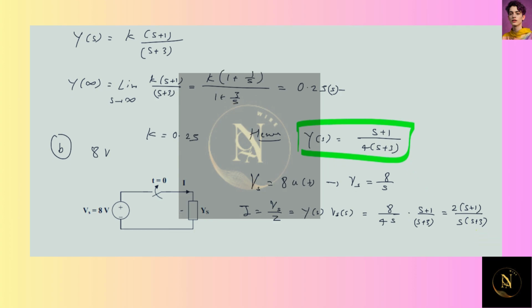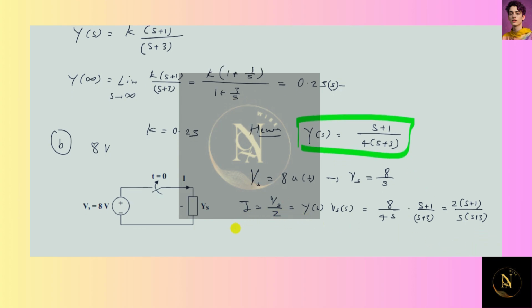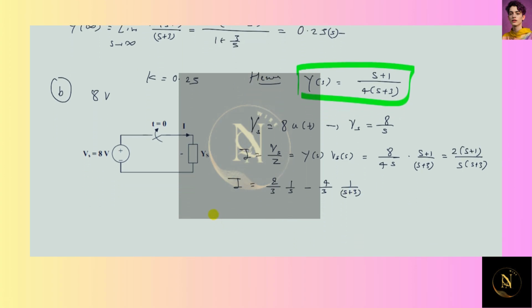Here I can also be written, taking the Laplace, as 2 divided by 3 multiplied by 1 divided by s, minus 4 divided by 3 multiplied by 1 divided by (s plus 3). Now we can take the Laplace inverse, so the function of t is 1 divided by 3 times (2 minus 4 e to the power minus 3t) multiplied by u(t), and this is in ampere. So this is the answer for part B.